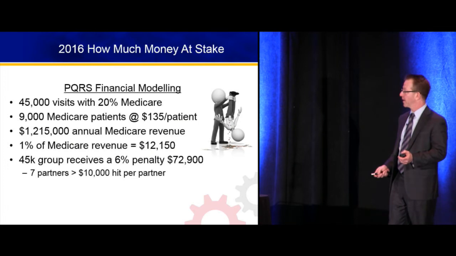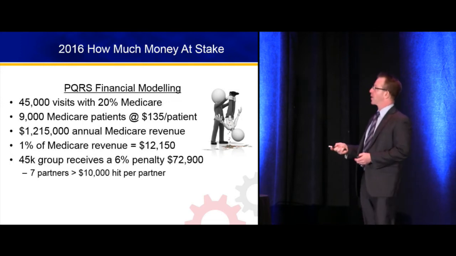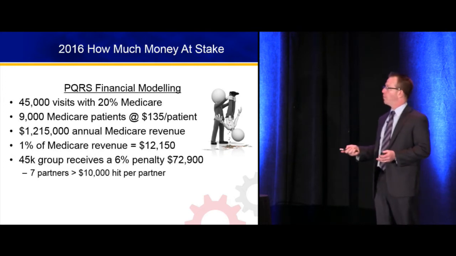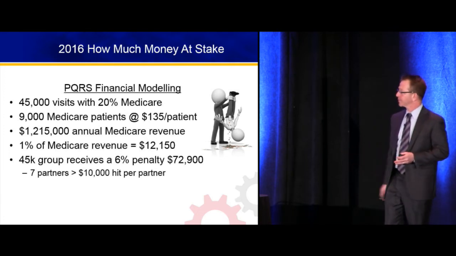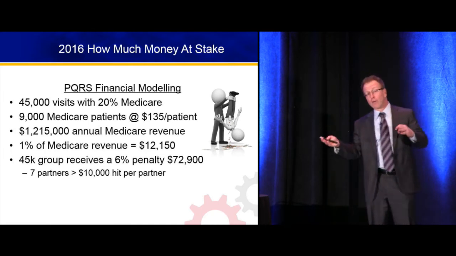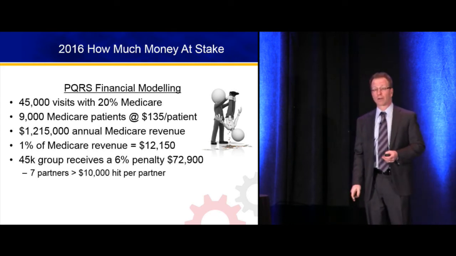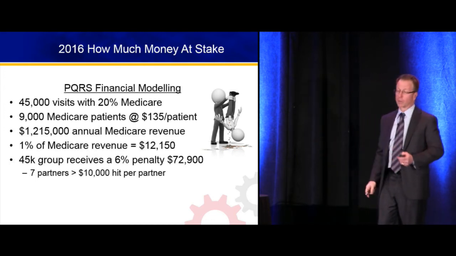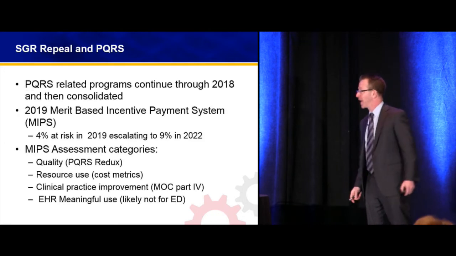It's exactly this much. 45,000 visits, I tried to model it for a typical community emergency department, 20% Medicare, which is pretty common, 9,000 Medicare patients at $135 a patient, about $1.2 million in Medicare revenue for that group. 1% of Medicare revenue is $12,000. 45K group, you get a 6% penalty, $72,900. A 45,000 visit group in a fee-for-service model could have seven partners, $10,000 per partner. So PQRS in 2016 for a typical community hospital group, $10,000 per partner. So it's very meaningful, and as we'll see, growing very, very significantly over time.